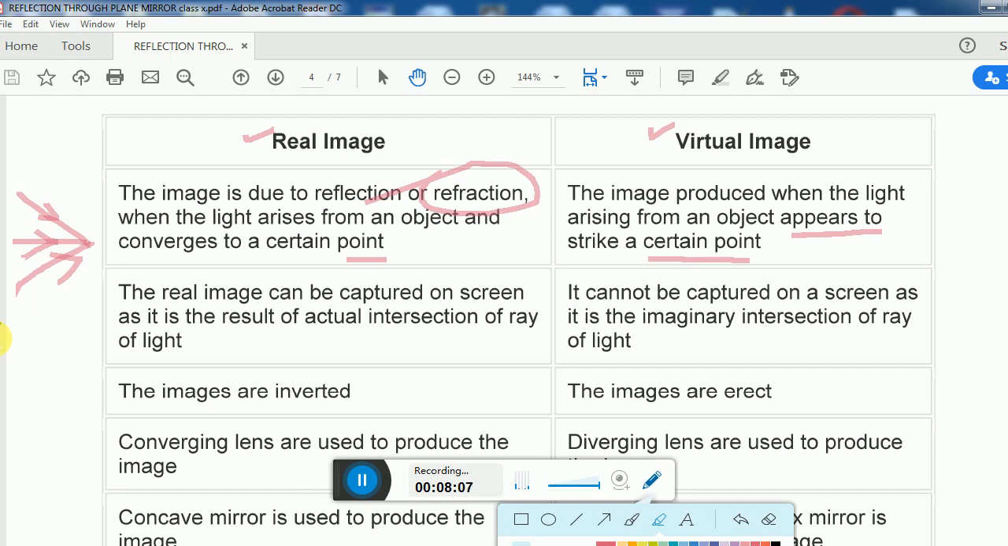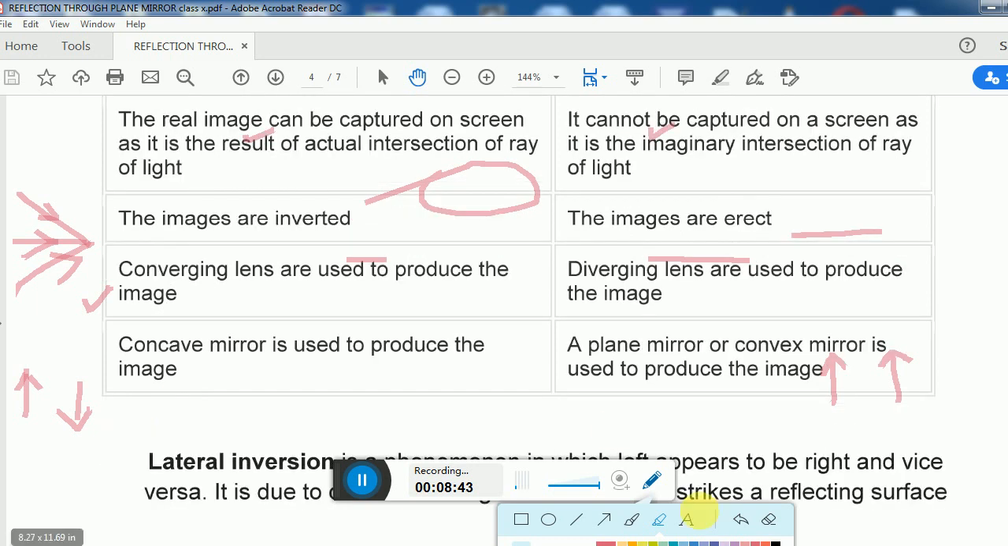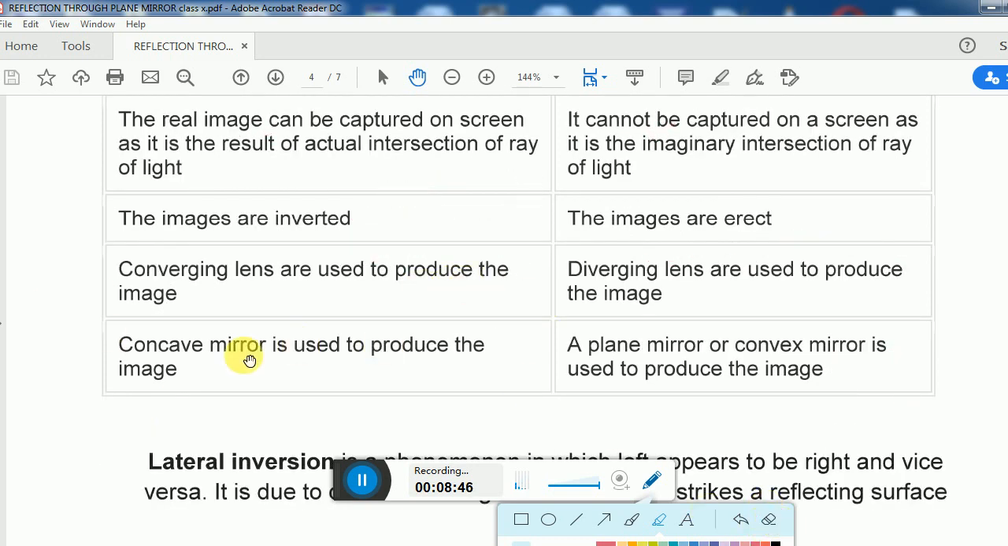A real image can be captured on the screen, but the virtual image you cannot capture on the screen. The image is inverted. What is the meaning of inverted? So if this is the object, the image will be upside down. The image will be like this. This is called inverted. And in virtual, the image is erect. So normally the object will be like this, and the image will also be like this. Okay, so they are called erect. In lens we'll discuss later. In case of refraction we'll discuss about this one.